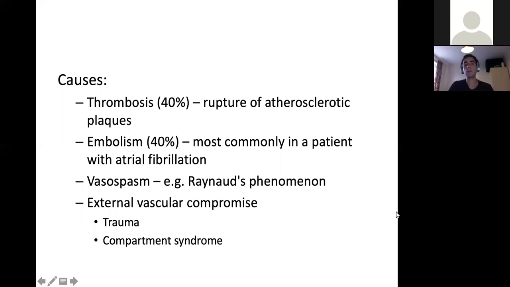So the causes: there are 2 main causes, either a thrombosis or an embolism. Thrombosis tends to be secondary to atherosclerosis. Embolism tends to happen more frequently in patients with atrial fibrillation. Other things that can cause acute limb ischemia include external vascular compromise, things like trauma or compartment syndrome, and that's maybe where fasciotomy might play a part as well, or vasospasm such as in Raynaud's phenomenon.